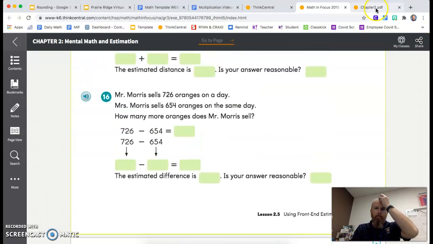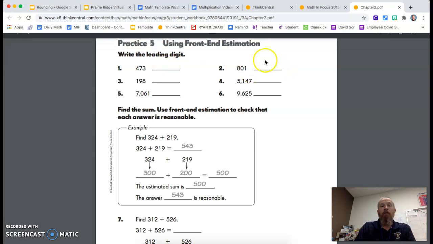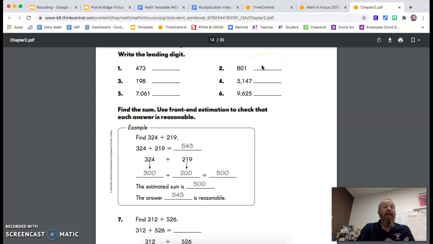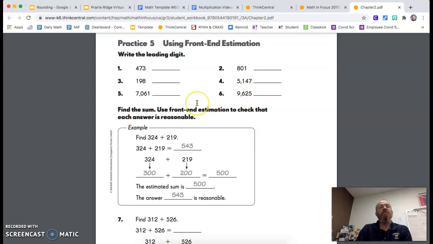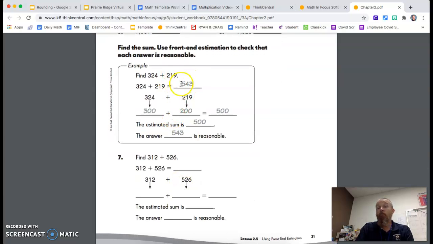Now, let's check out Chapter 2. This is our actual workbook page, and you can see, write the leading digit on here. So we're going to write a 4. There's just a 4, that's it. The 8 on there is just our 8. And just like that book we were just working in, the numbers just kind of come straight down, right? You see that?